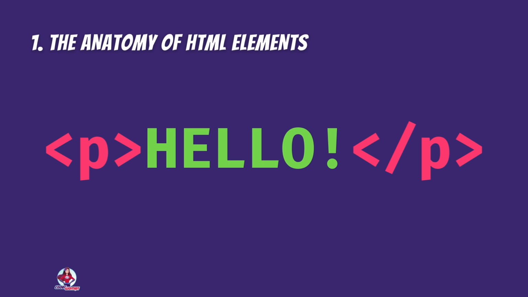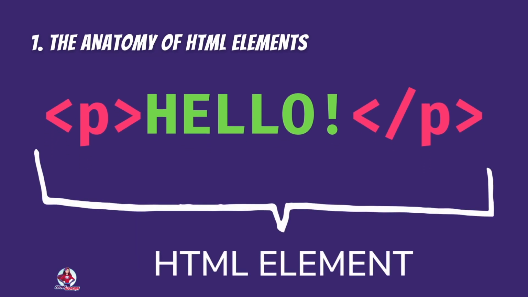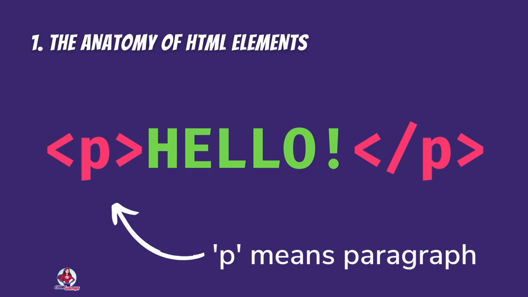Okay, now look at this example of an HTML element. I used different colors to highlight parts of the code. This makes it easier to understand. Everything you see here is called an HTML element. This example is a paragraph element, a basic HTML element that lets you put text on a web page.